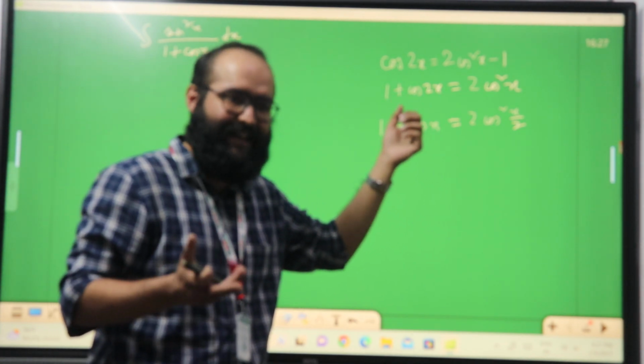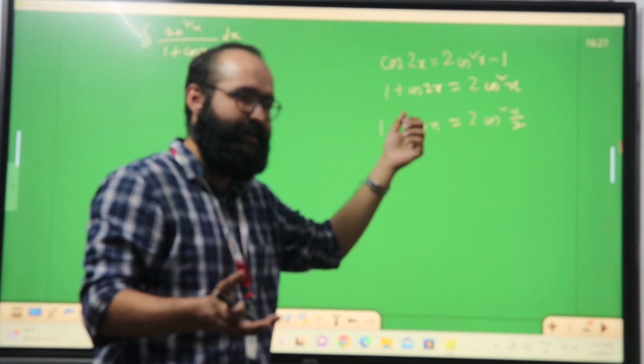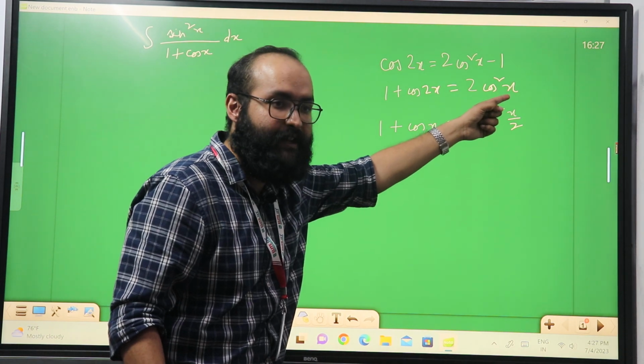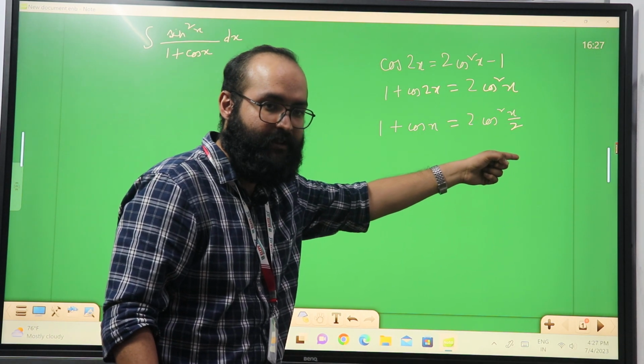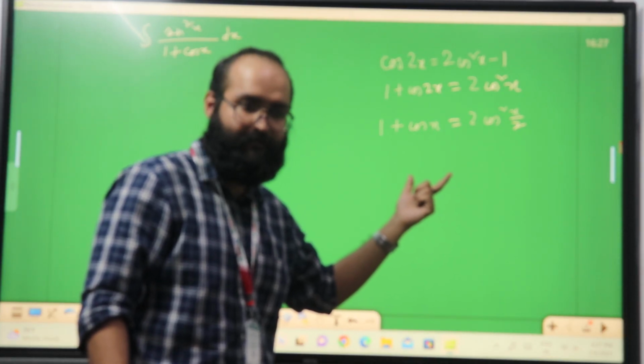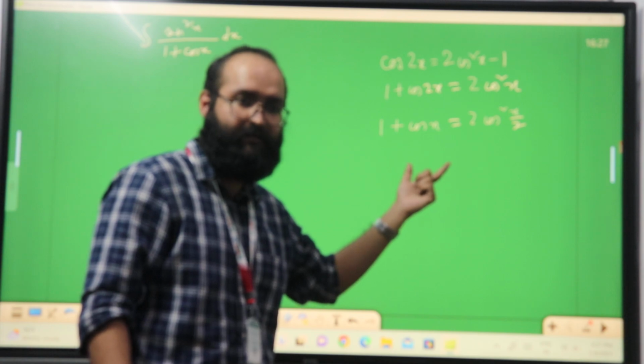X is basically any angle, isn't it? X will have any value. Instead of 2x, if you write x, that means on the right hand side also, instead of x, you have to write x by 2. We are just dividing each angle by half. Do you remember doing this in PUC 1, submultiple angle formula? Yes or no? Is it clear to everyone?